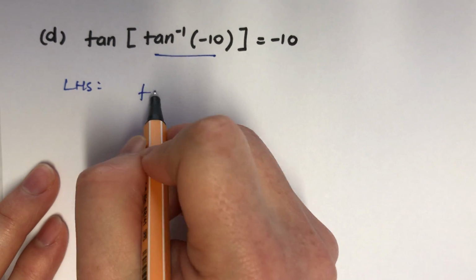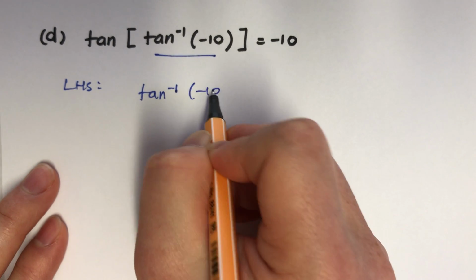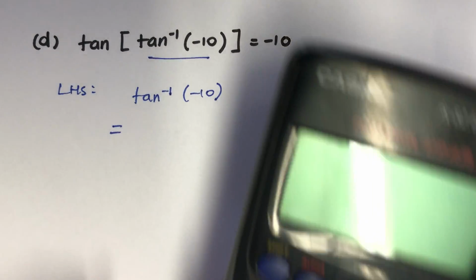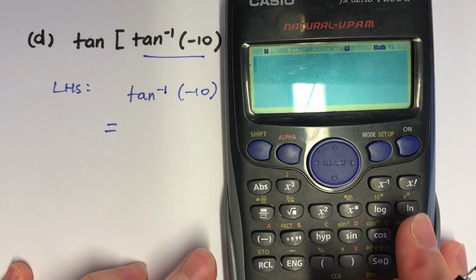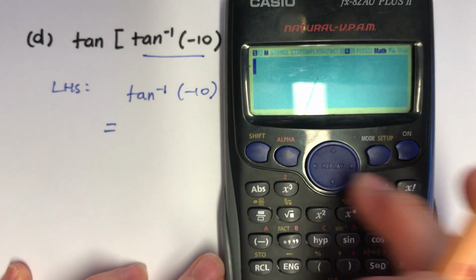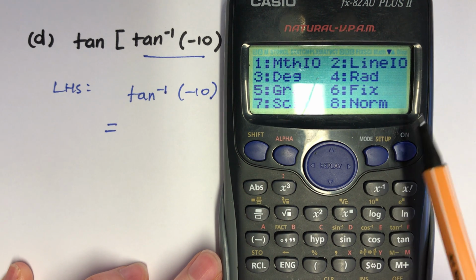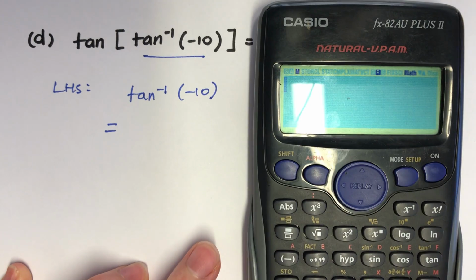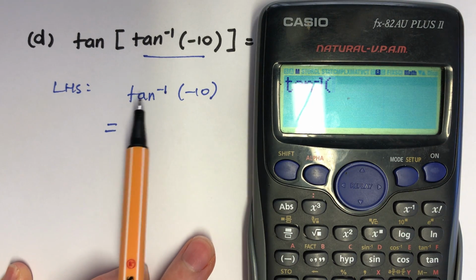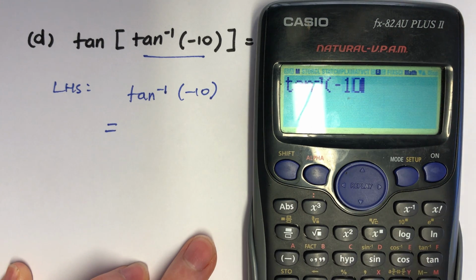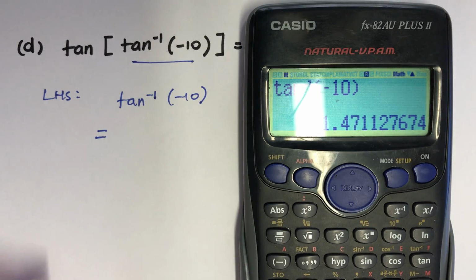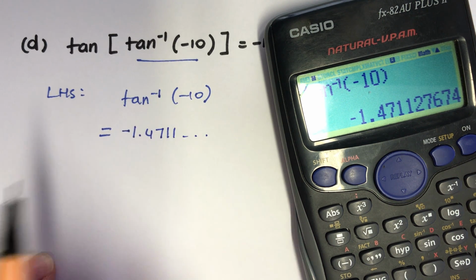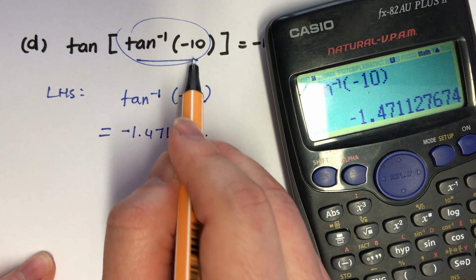Okay, and the last question I'm going to go with, so the left hand side, I'm going to go inverse tan of minus 10. Now be careful, you need to use mode radian, so I put it in radian. Shift mode gives you the number 4 radian. So if you go shift tan exactly and then put minus 10, will give me minus 1.4711 something something.